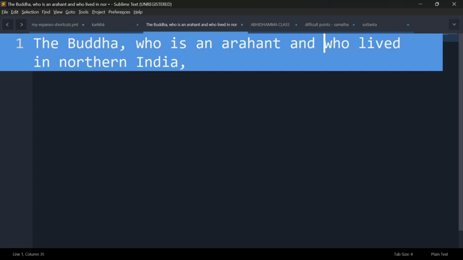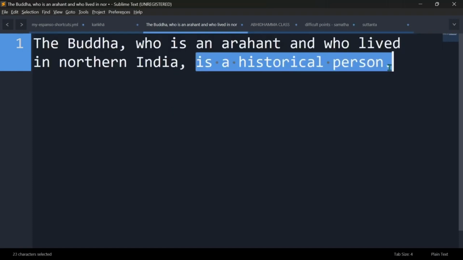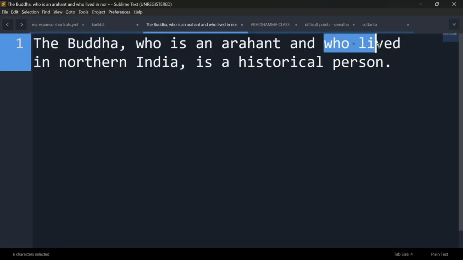Here I could say who is an arahant and lived. I could say this. Okay? The Buddha, who is an arahant and who lived in northern India, was a human being. Or instead of this, I will say, is a historical person. Historical person means it's a person who is not invented, he really existed. You have many historical proofs that the Buddha existed. So the main sentence is, the Buddha is a historical person. And I added that he's an arahant, and he lived in northern India, see?